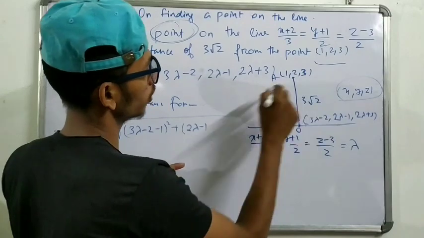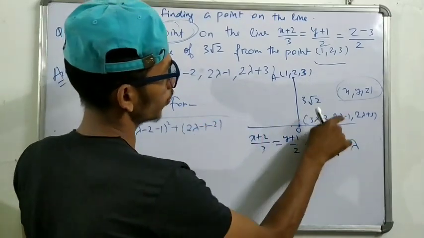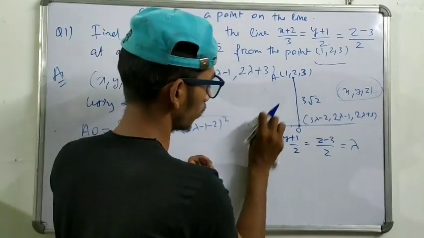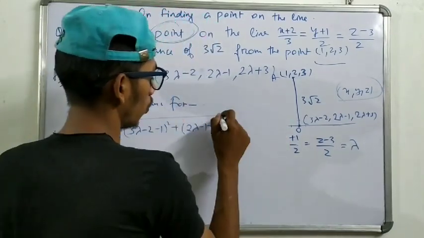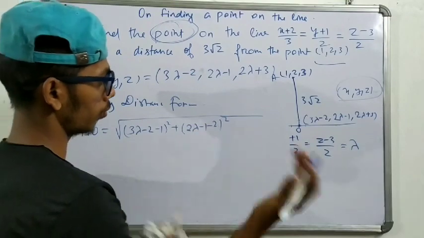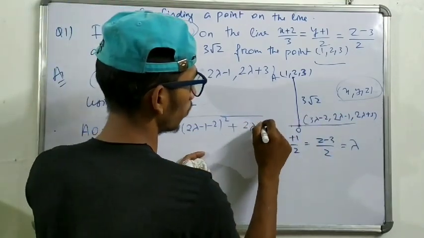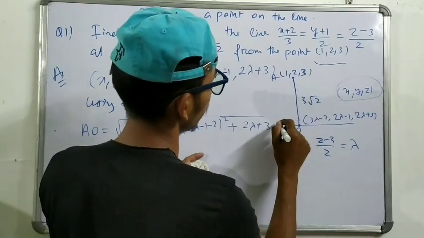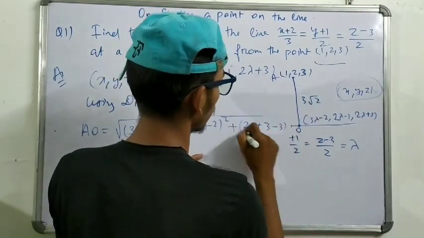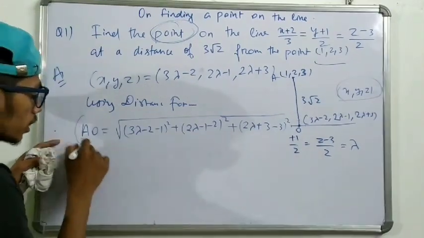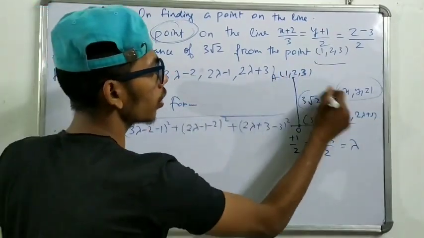Okay, 2 lambda minus 1, then minus 2 y2 minus y1. Okay, then whole square. If I write, I'm just rubbing this part. I hope you are noting in your copy, whatever. Then plus that third coordinate, 2 lambda plus 3 minus 3. Okay, whole square. And this is equal to this distance, and the distance OA is given already as 3√2.